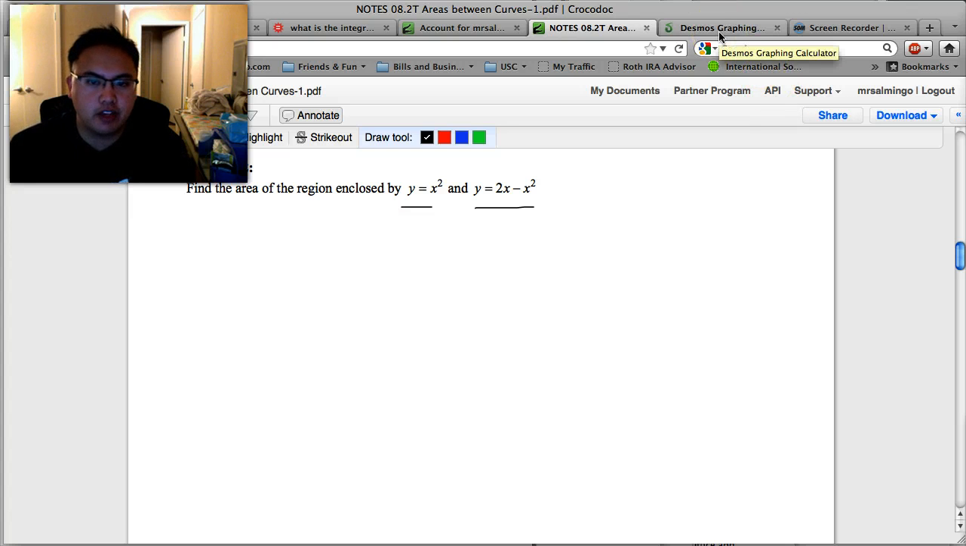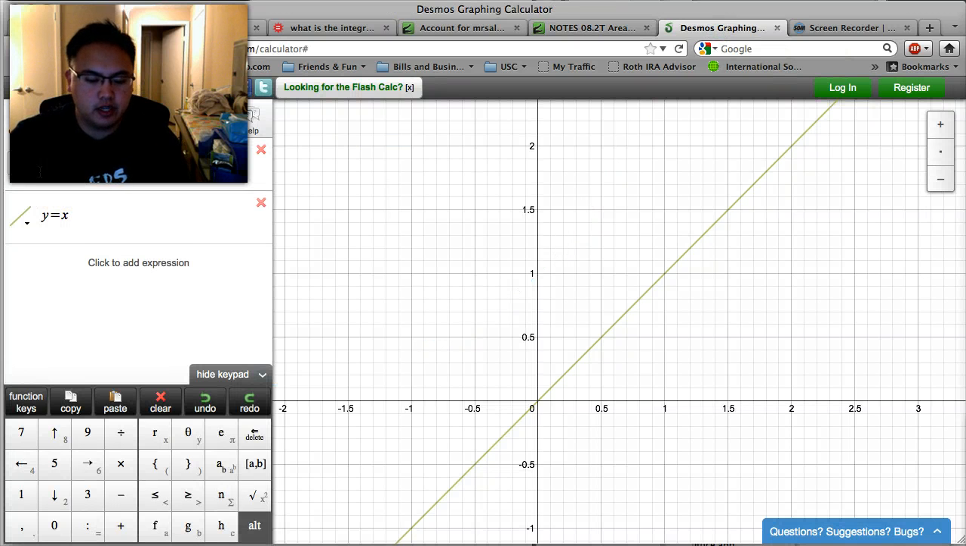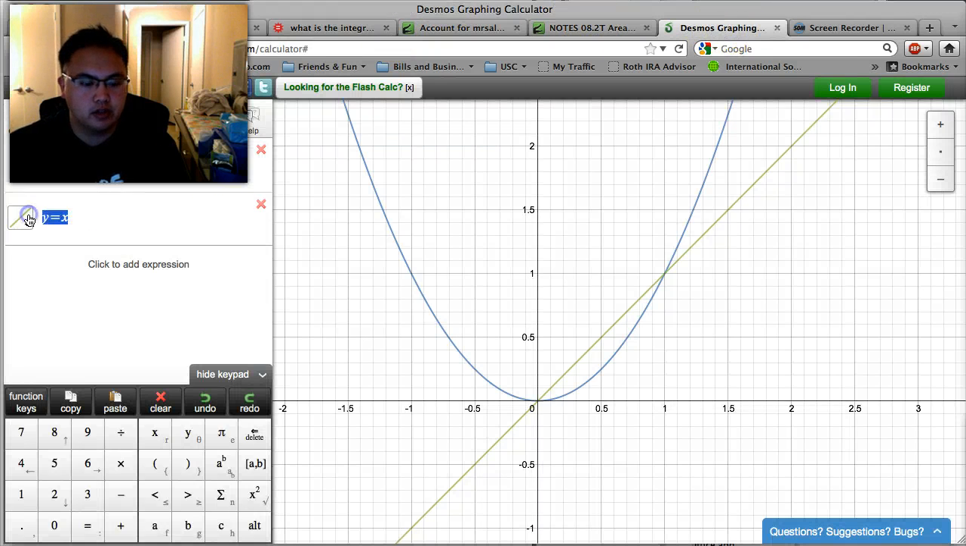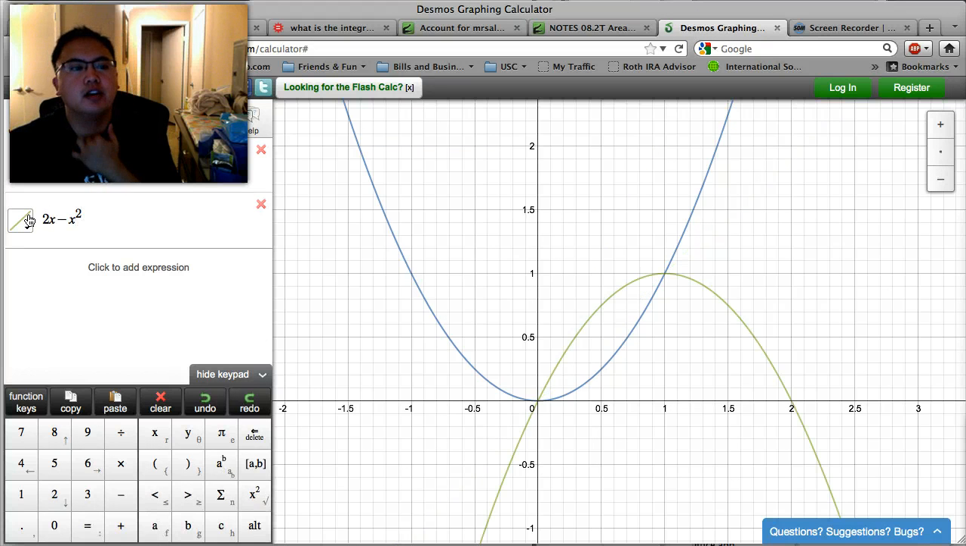So I'll go back into my graphing calculator. Also I need to know which one's on top and which one's on the bottom. So the first one says y equals x squared, so I'll type that. The second one says 2x minus x squared, so I'll type that. And now, again, this one is in blue, this one is in green.